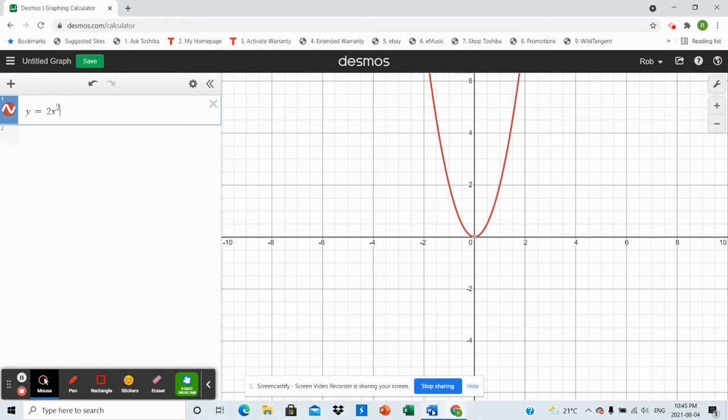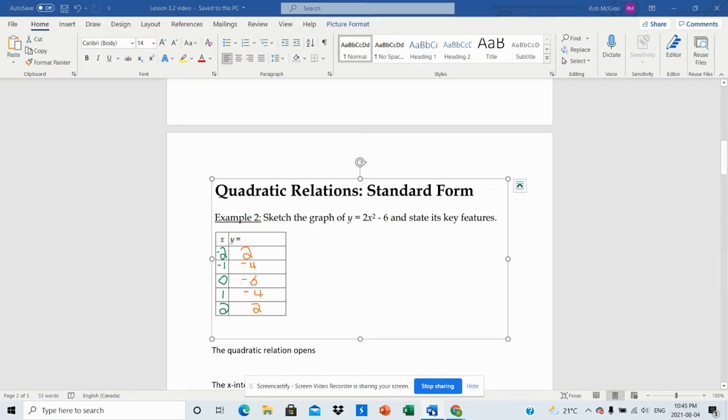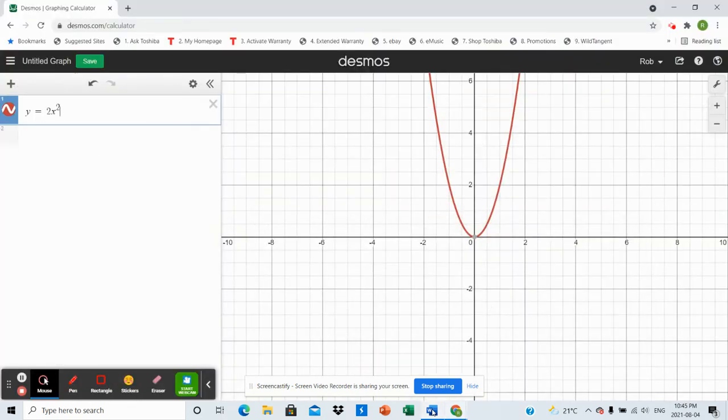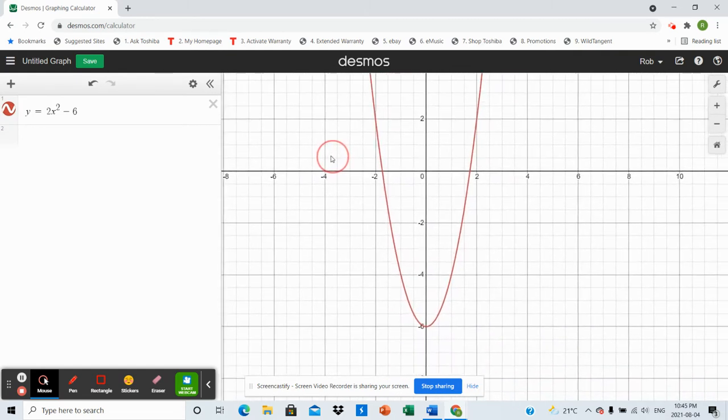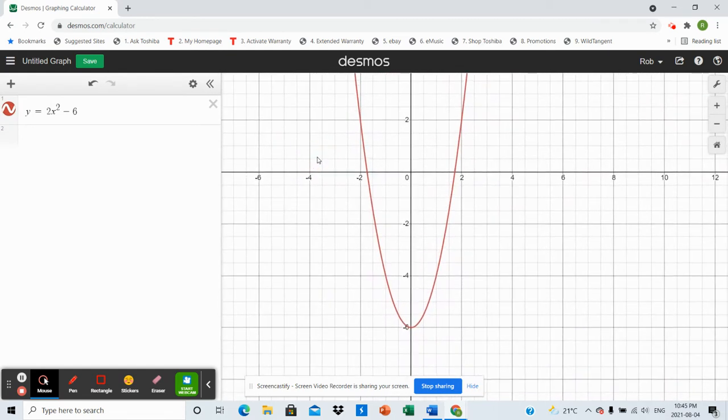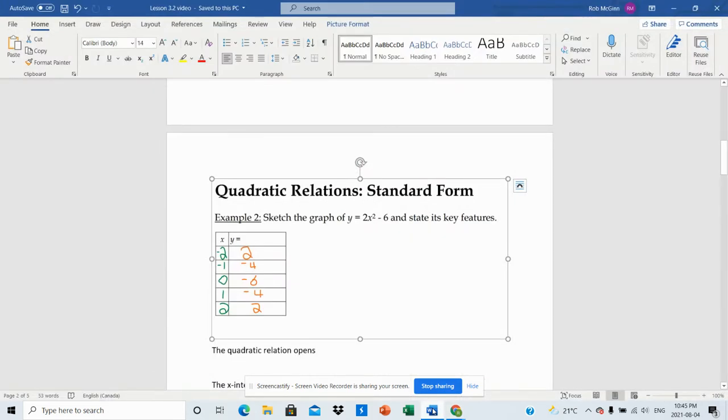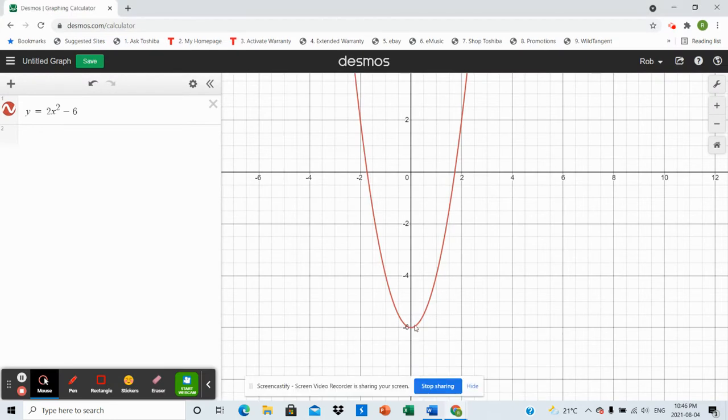So let's just double check that equation. Y equals 2x squared minus 6. So now I need to put in minus 6. All right. Perfect. So we can see the parabola opens up, and we're going to flip back and forth and examine the properties here. All right. So we can see 2, minus 4, minus 6, minus 4 and 2. Let's just verify that we did that right.